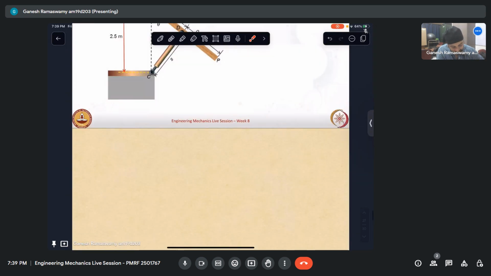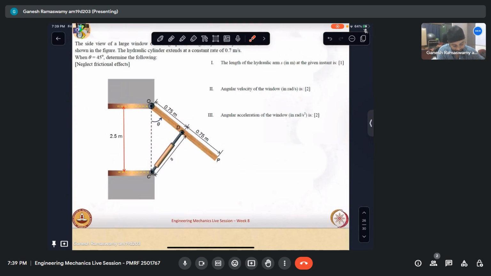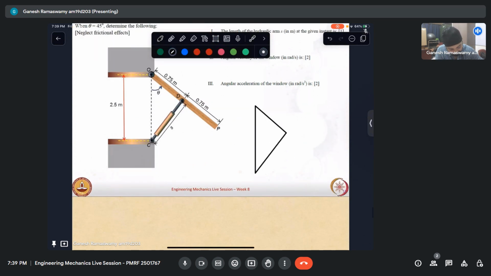Now from this triangle, let me draw this triangle. Let me take it out here. I know that this is S. This is theta. This is 0.75 meters. And this is 2.5 meters. This is point O, this is point C, this is point D. Now I have this triangle with me. So can I apply the cosine rule?